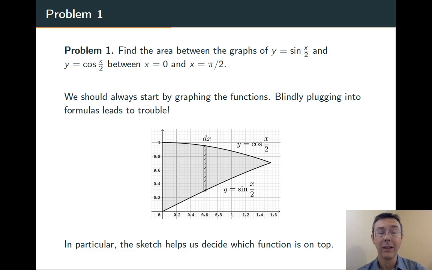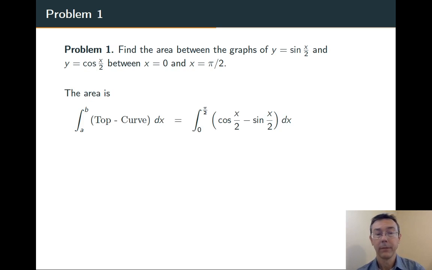Now we're ready to plug into that formula and do some algebra. Integral from a to b, top curve minus bottom curve, is going to be the integral from 0 to pi over 2. Here we're given the a and b values, the endpoints. The top curve, as we saw in the picture, is cosine of x over 2, and the bottom curve is sine of x over 2.